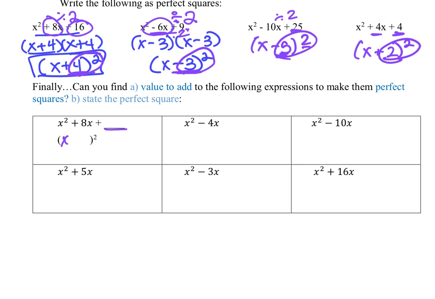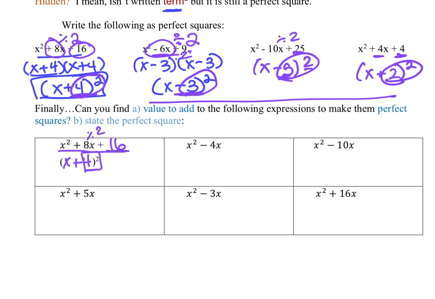Using this pattern that we discovered up here, if we take the 8 and divide it by 2, I'm going to get the number that goes in here. And then if I take this 4 and I square it, I'm going to get the number that gets added. So now this is a perfect square equation. This is the one that I just did up here. There we go. See?